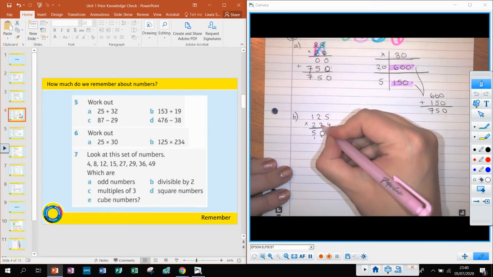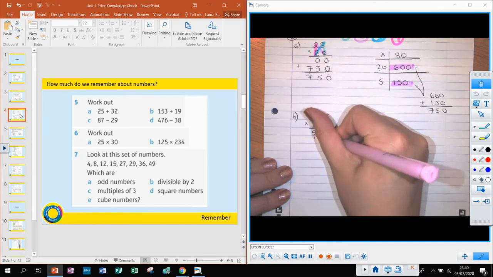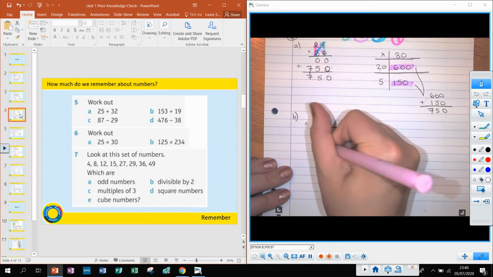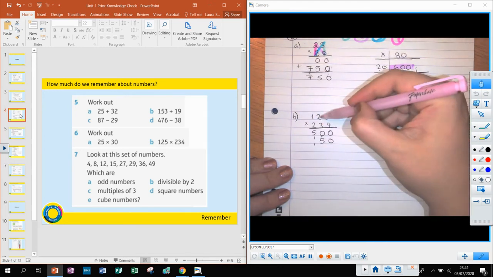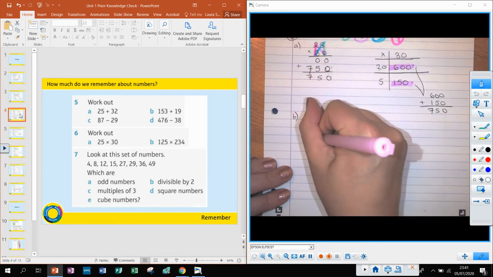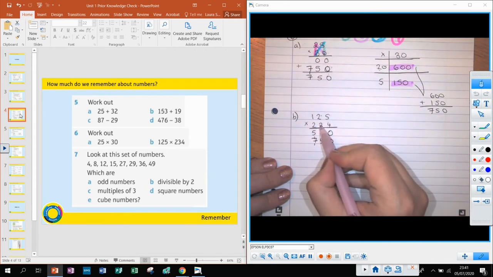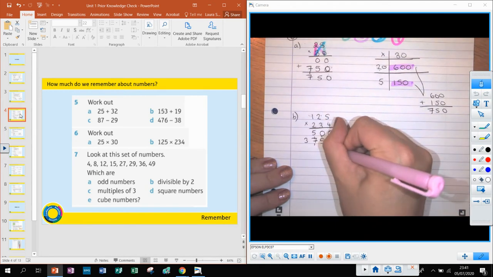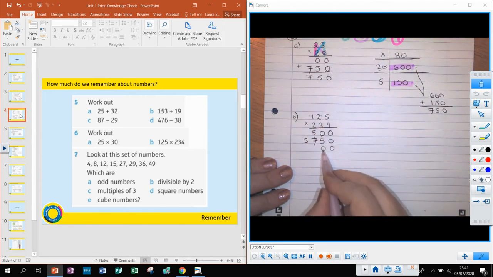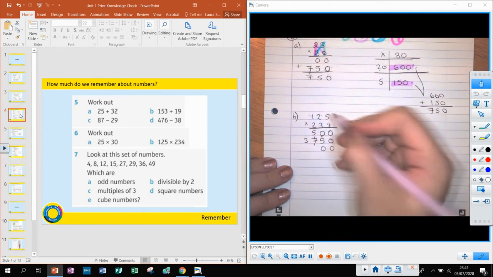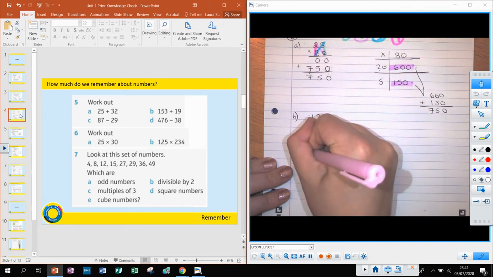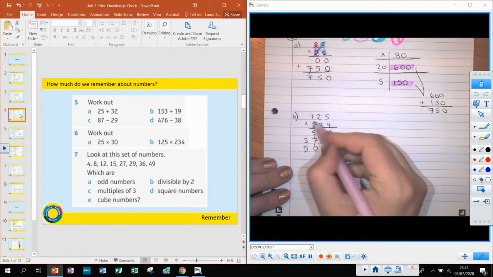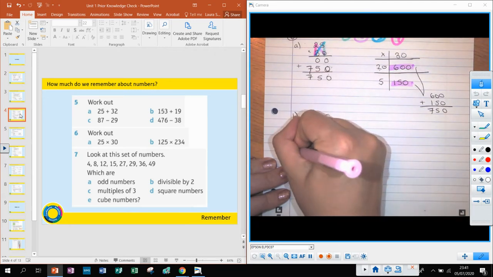That's done. We're moving over to the 3, which is in the tens column, so I have to put a placeholder. 3 times 5 is 15, 5, carry the 1. 3 times 2 is 6, plus the 1 is 7, don't need to carry anything, and 3 times 1 is 3. Right, we move over to the hundreds, we need 2 placeholders, because it's in the hundreds, so put 2 zeros. Okay, 2 times 5 is 10, 0, carry the 1. 2 times 2 is 4, plus the 1, which is 5. And finally, 2 times 1 is 2.